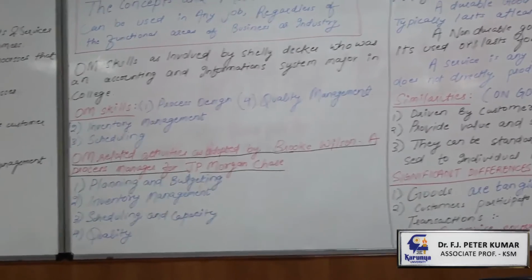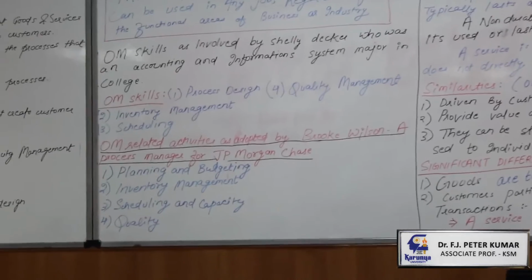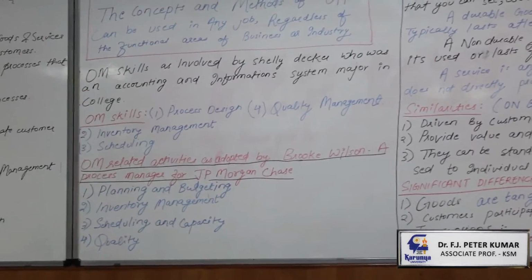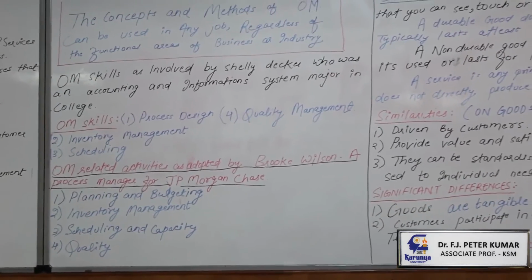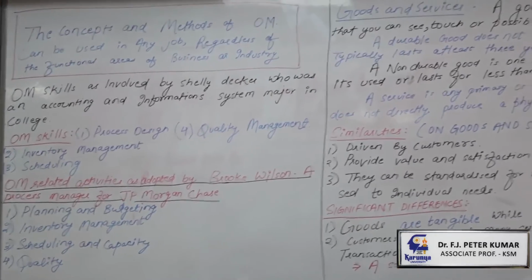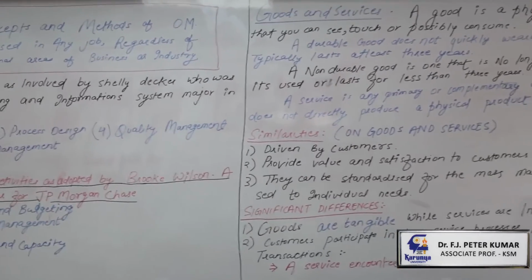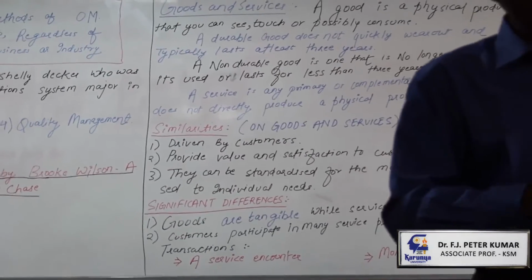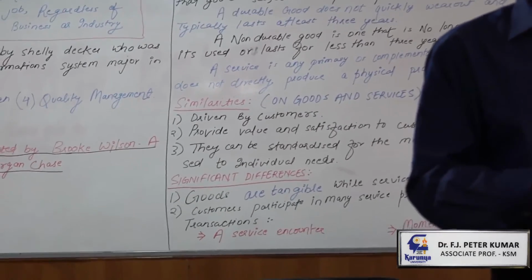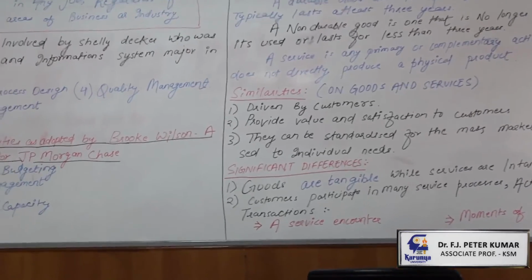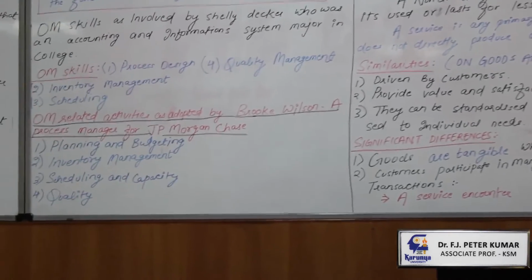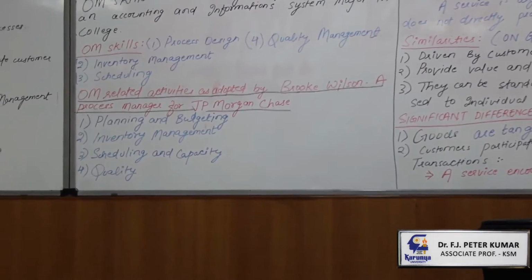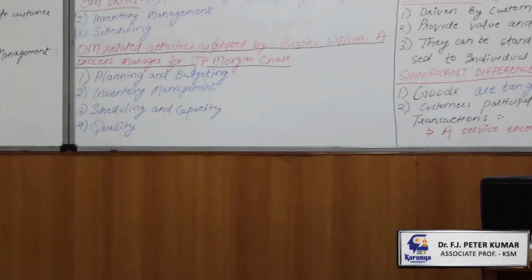Inventory management is one very important area. The reason is how much stock has to be maintained. You should not be overstocking. That is, you should not produce more than what is required. More means you should have some safety stock, but you should not produce whatever is not required or which you cannot sell. And you should have the kind of inventory control that has to be taken by the management. And then scheduling.